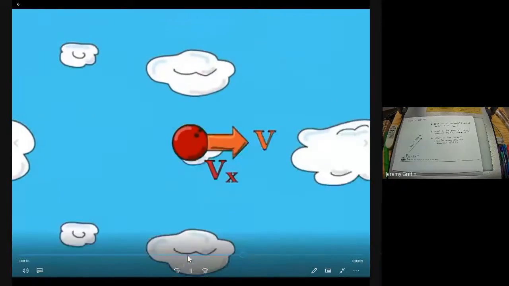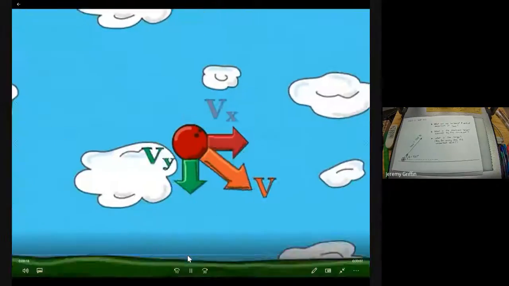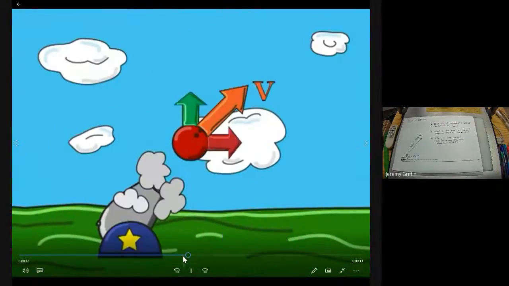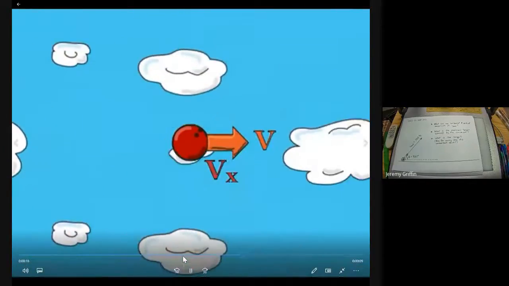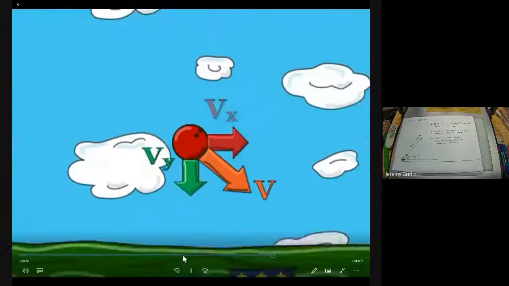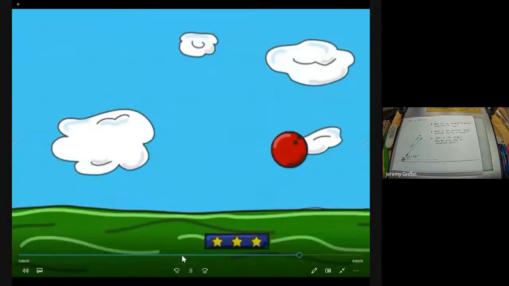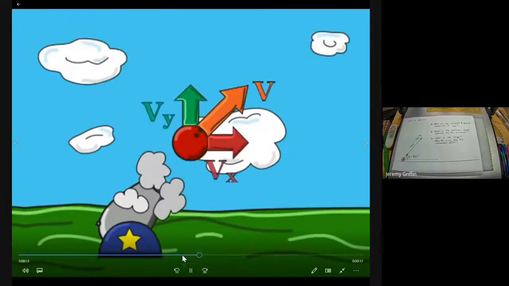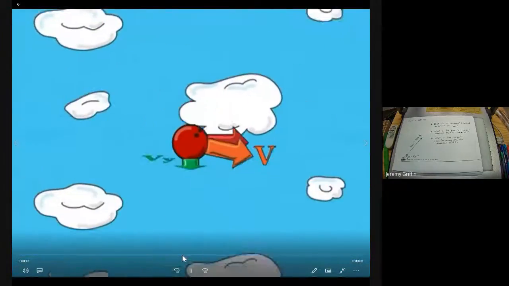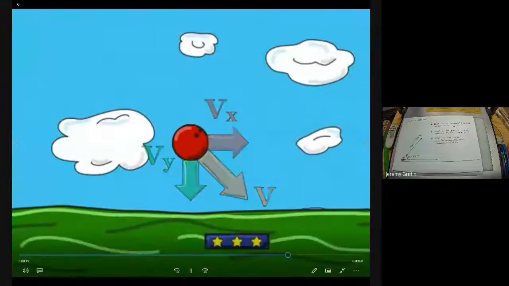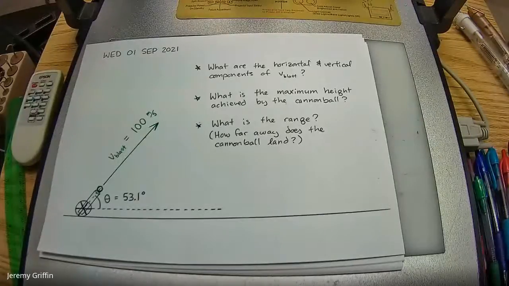What about that green vector? That green vector is definitely being pulled down by gravity. Who can tell me at what rate is that green vector changing? You hear Joshua saying 10 meters per second per passing second. That's called 10 meters per second squared. So it changes by 10 meters per second per passing second towards the ground. All right, I think you guys are ready to get rolling on this question.